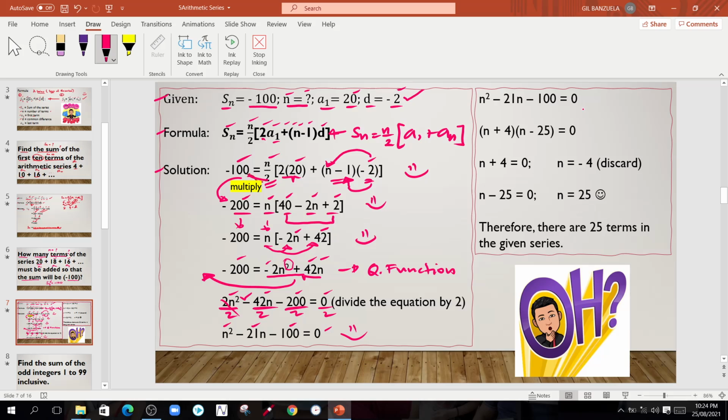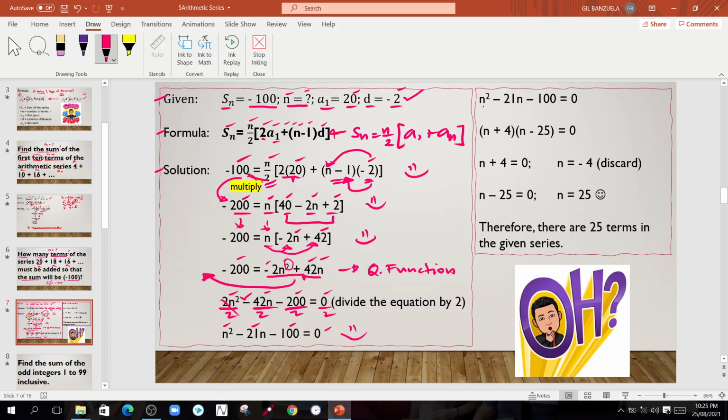Take note guys, ang tinatanong sa atin, how many terms? Okay? So, because this is a real problem, so we have to answer the problem in real as well. Sir, ano ibig sabihin mo? Malalaman nyo. Okay. So, let's factor this out.